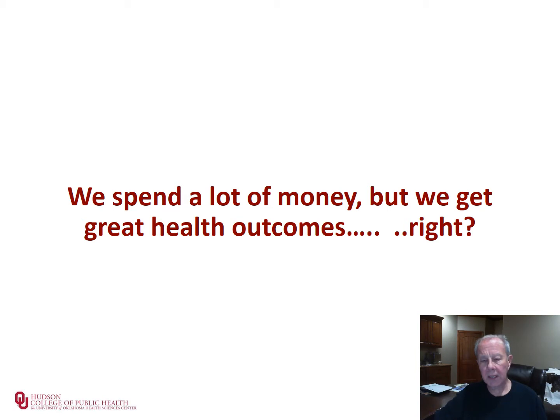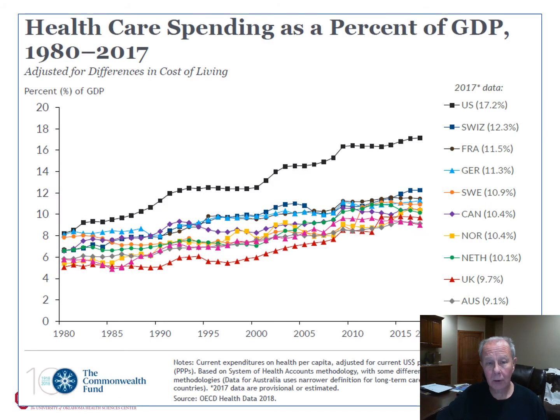So we're spending a ton of money on healthcare, $3.6 trillion. We're getting great health outcomes, right? Well, sadly, no. This is the actual growth of spending. And again, you've probably seen graphics like this before, but it shows that the United States spent more as a percentage of gross domestic product than any other industrialized nation in the world. Our rate of spending is very, very high, almost twice as much as most of the other industrialized nations to which we are compared.